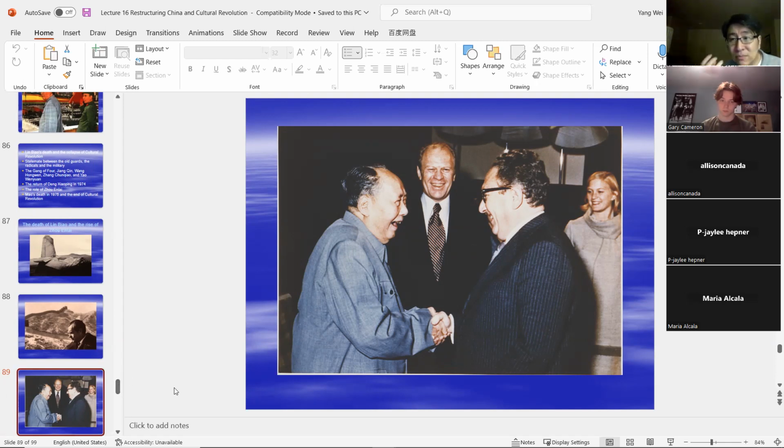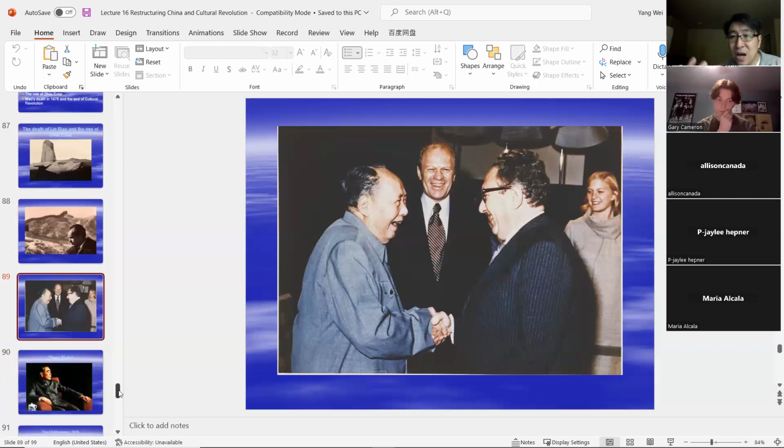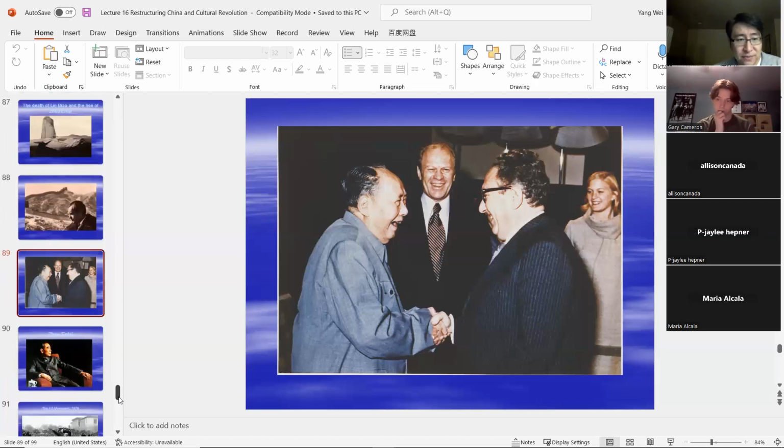So Mao's number one military enemy in the 1970s became the Soviet Union. So this pushed Mao to form this military alliance with the Americans. Okay. So this is to explain why there was this honeymoon period between China and the United States.